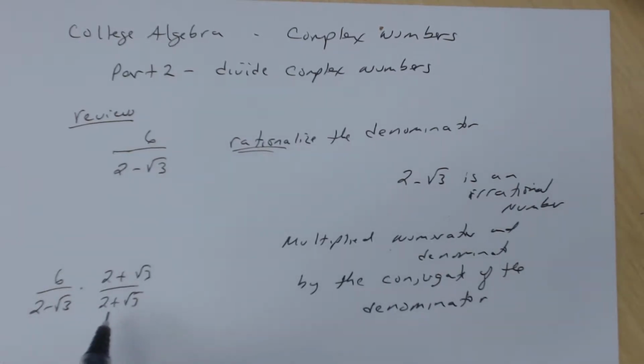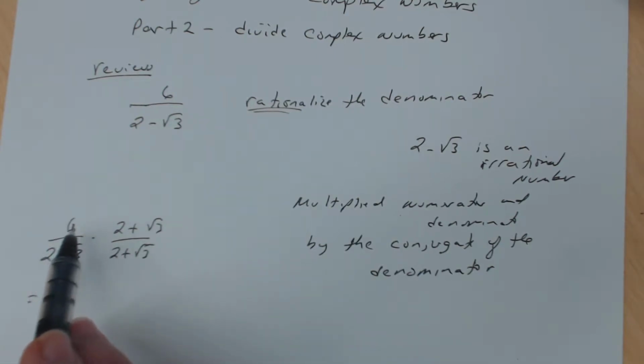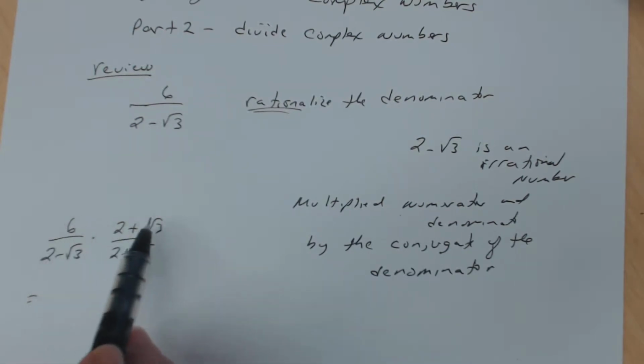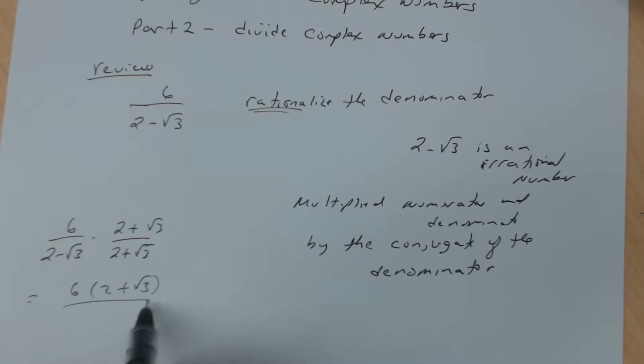What you do to the denominator, you do to the numerator. Notice that 2 plus the square root of 3 divided by 2 plus the square root of 3 is still 1, and 1 times this is still the original problem, so you're just writing an equivalent expression. To multiply fractions, you multiply numerators together and denominators together. The numerator is a monomial times a binomial: 6 times 2 plus the square root of 3, divided by 2 minus the square root of 3 times 2 plus the square root of 3.